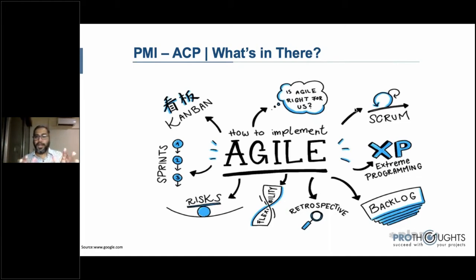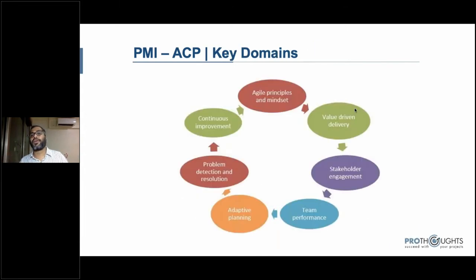So what it essentially talks about is how to implement Agile for your project. It talks about different practices, the first chapter being principles and values, but essentially what I gather from this is how to implement Agile in your project. That's what PMI ACP does. And how it does that is through these different domains.